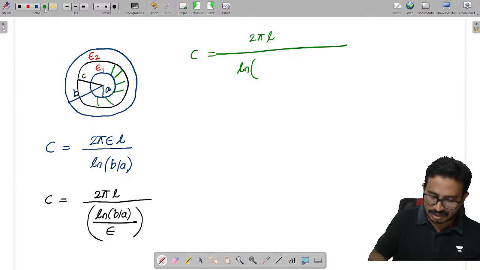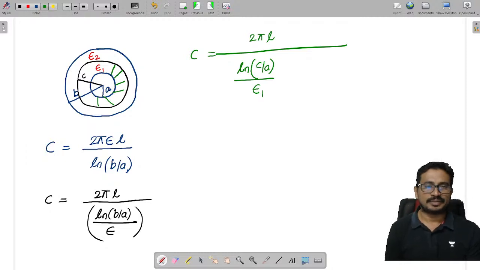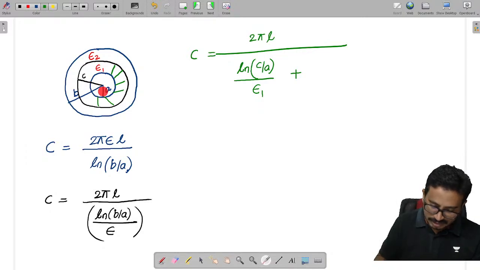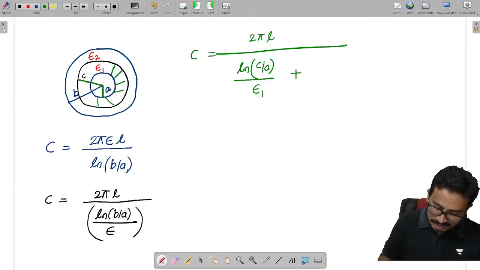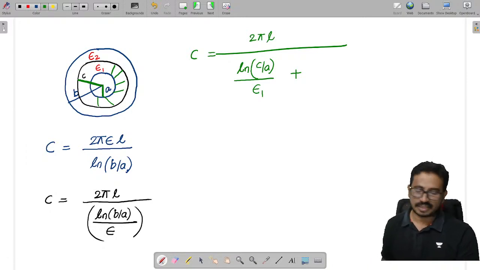So we can write this as ln of c by a, divided by epsilon 1. Is this point clear? c by a, and this is filled with epsilon 1 medium, therefore plus. c is the outer radius, this is a, the inner radius, and this is c. Here a is the inner radius and c is the outer radius.